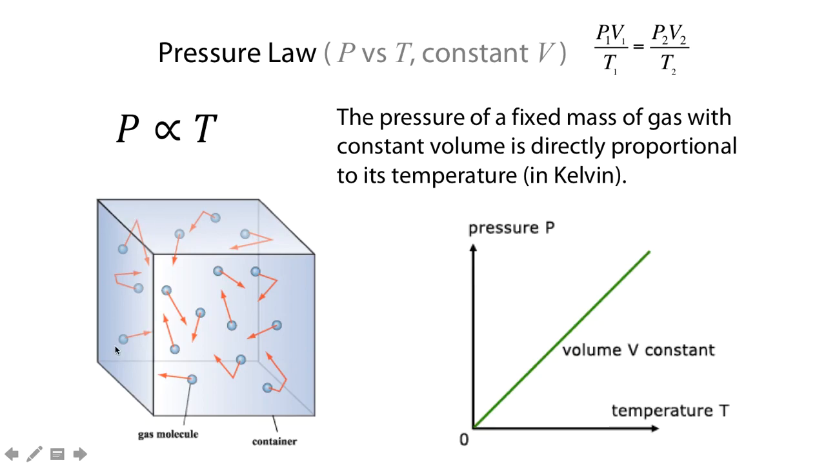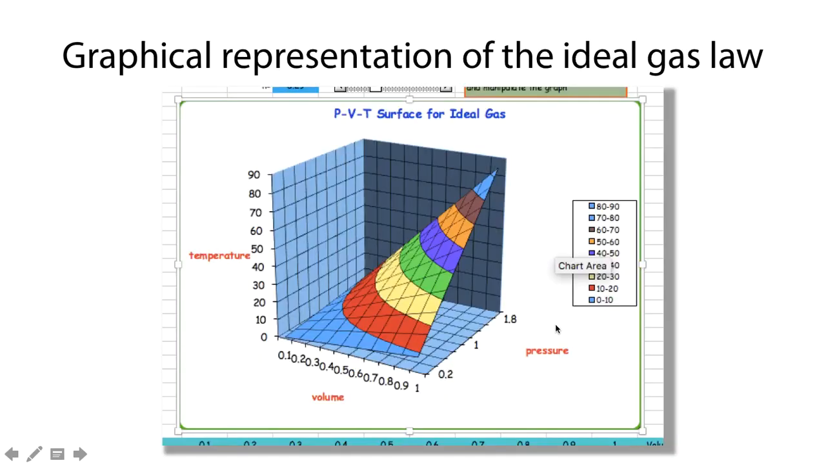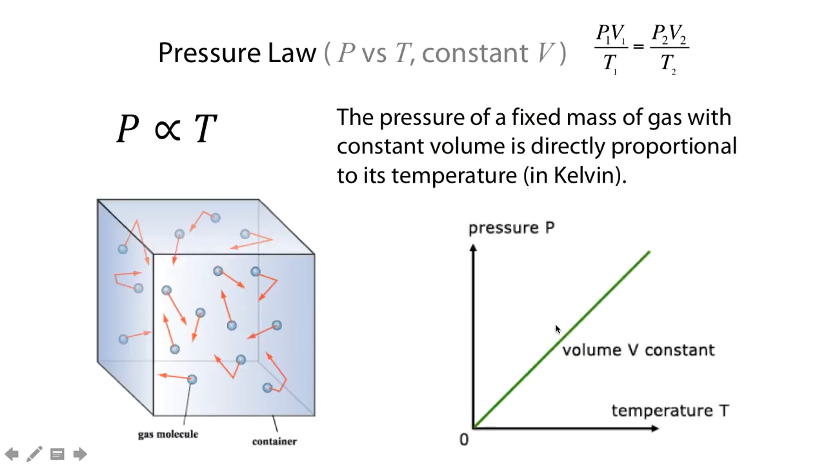A fixed volume of gas, a fixed container if you like: if you increase the temperature, you increase the kinetic energy of the particles, they increase their velocity, and that increases the pressure. So for a given volume, increasing temperature increases the pressure. Don't forget, it's only directly proportional, which means not only a straight line but going through zero, if your temperature is in Kelvin.